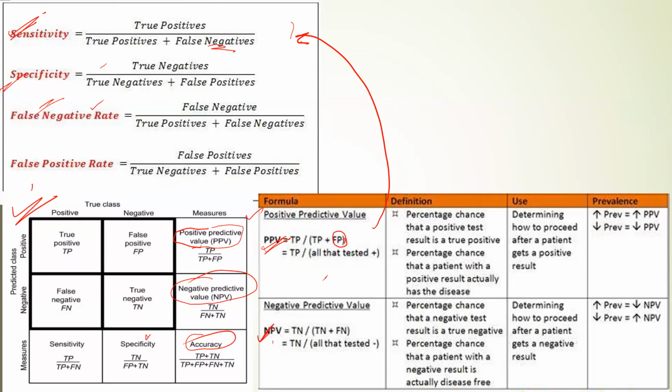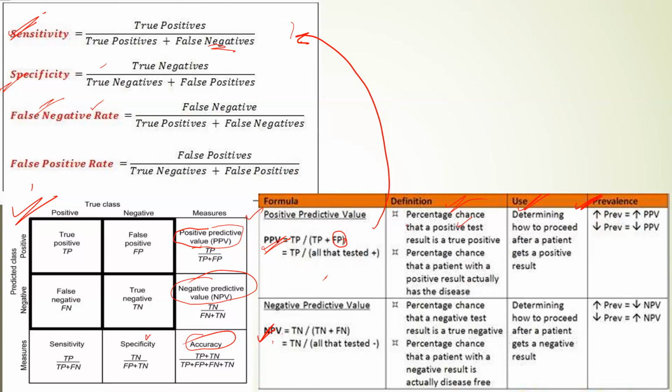Now, negative predictive value, again, it'll always be full of negatives, both in the numerator and the denominator. So it'll be true negative by true negative plus false negative. Now, sometimes they just don't stick to the formula. They will move on to the definition, the use, as well as the proportionality, which you need to remember.